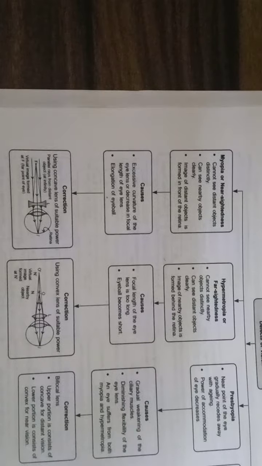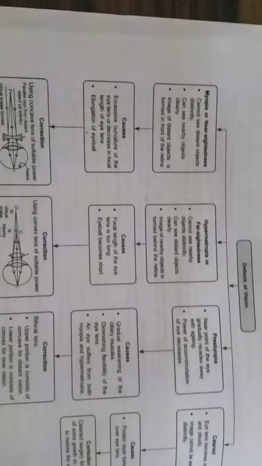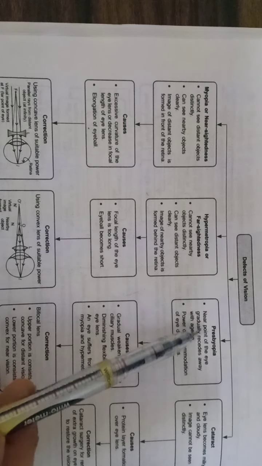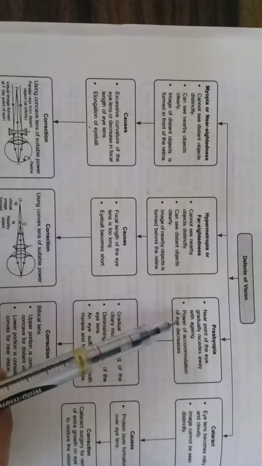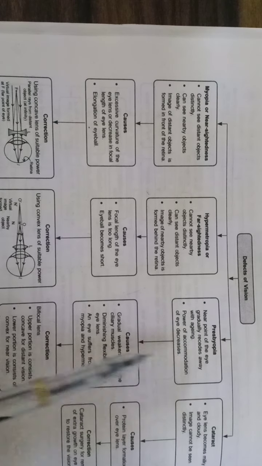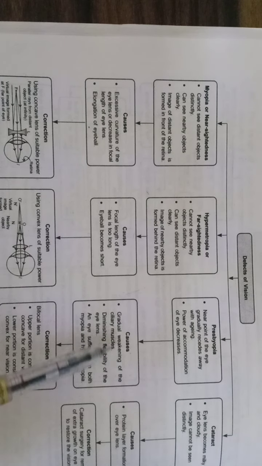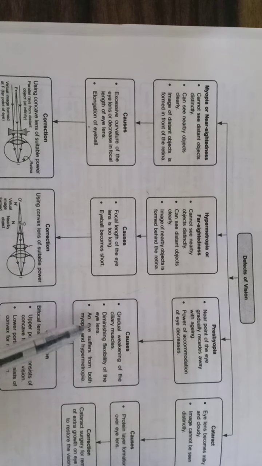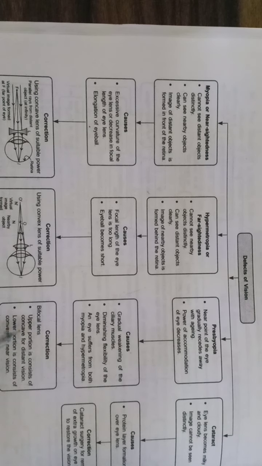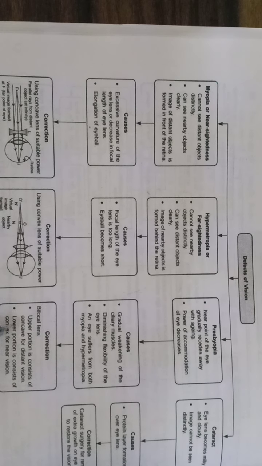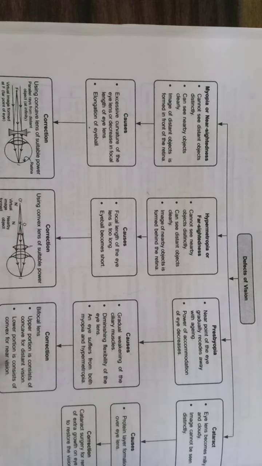The next defect is presbyopia. In presbyopia, the near point of the eye gradually recedes with aging, and the power of accommodation of the eye decreases. What are the causes of this presbyopia? Gradual weakening of the ciliary muscles, diminishing flexibility of the eye lens, and the eye suffers from both myopia and hypermetropia. And how we can correct it? By using a bifocal lens. Upper portion consists of concave for distant vision, and lower portion consists of convex for near vision.